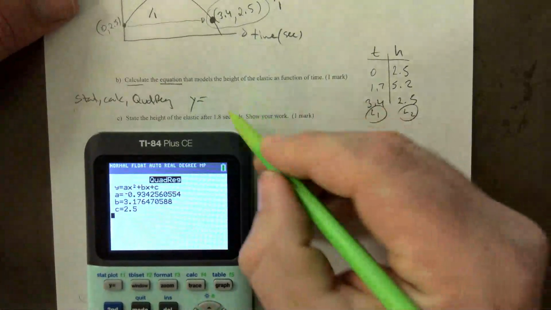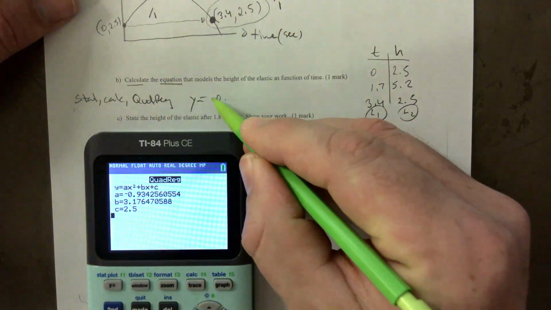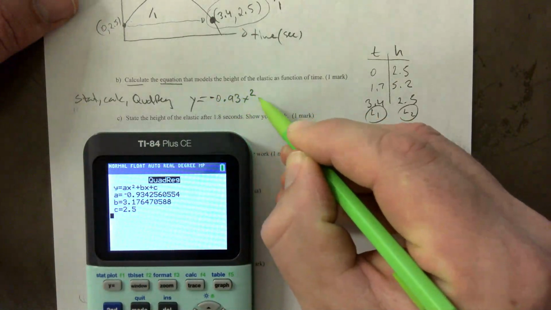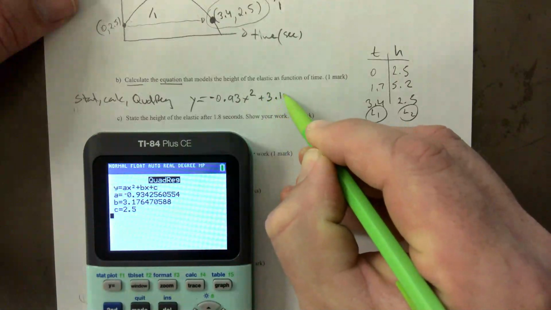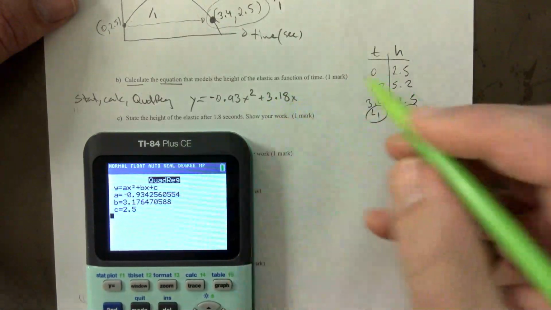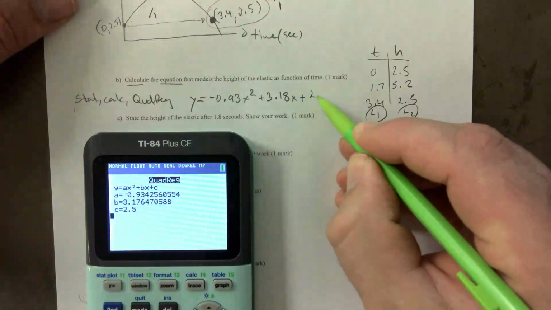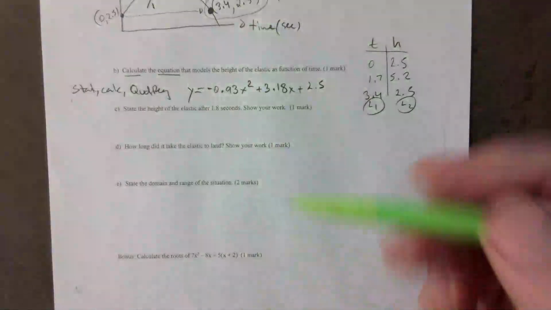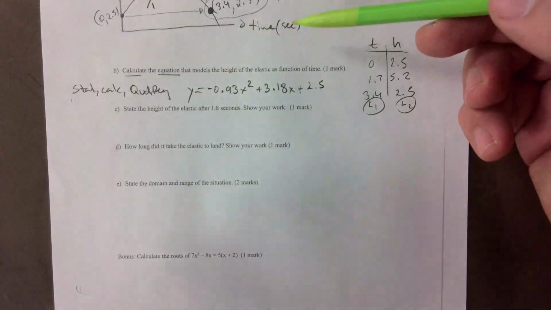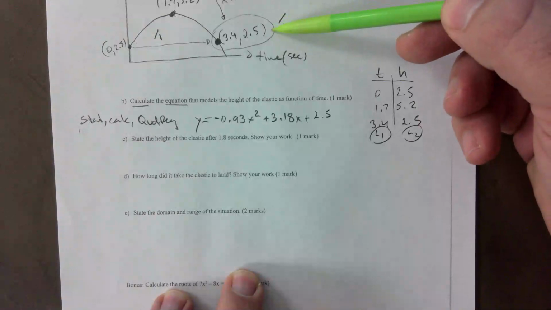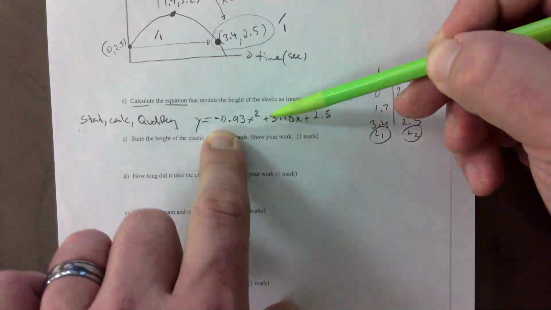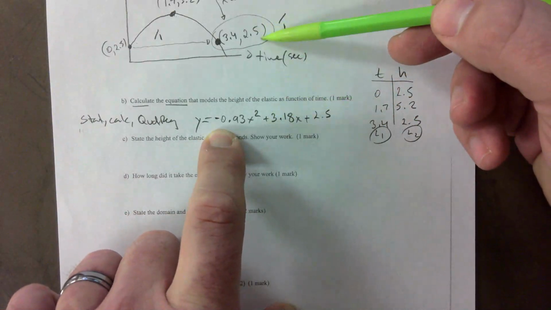Okay. Negative 0.93x squared plus 3.18x, because it's 3.176, plus 2.5. That is the equation right there. If you made a mistake up here, right, you probably went -1 if you got this point wrong, then obviously your equation would be different, but I would honor it based on your points up here.